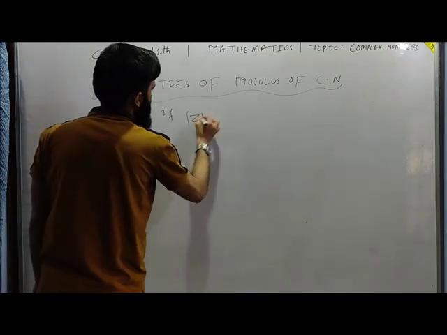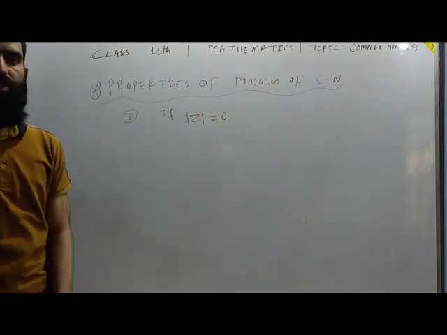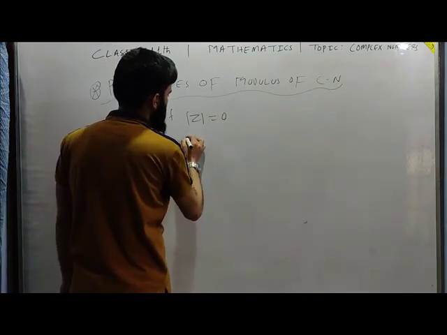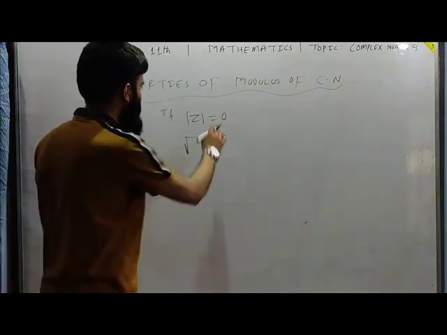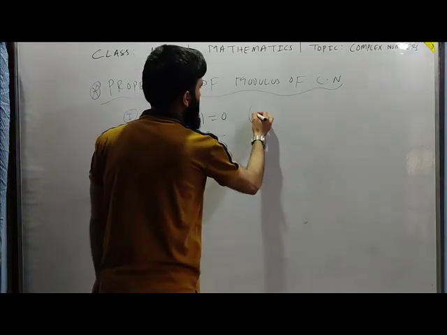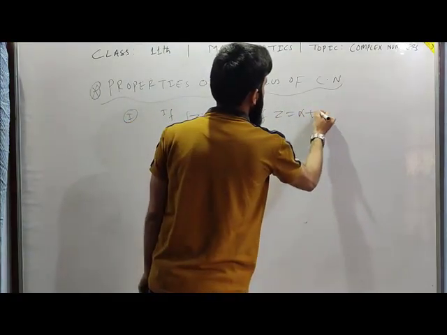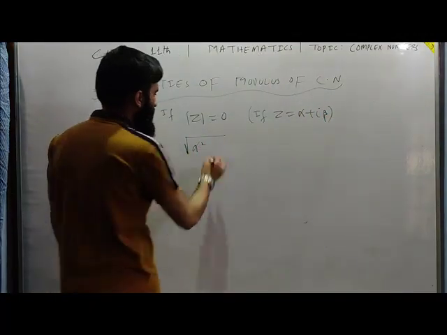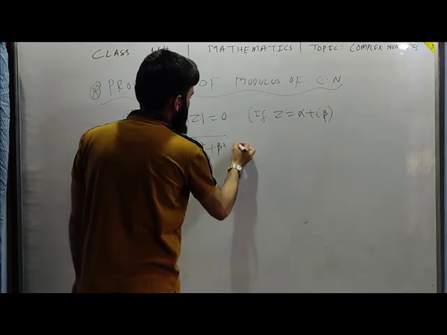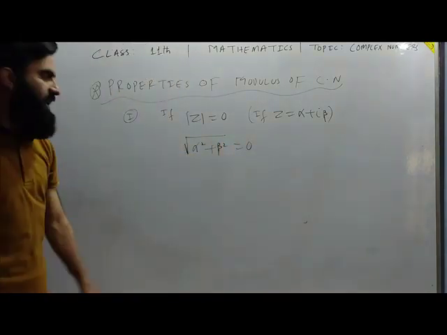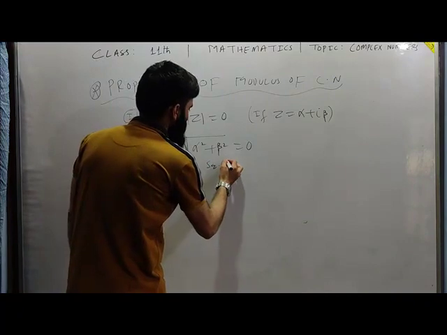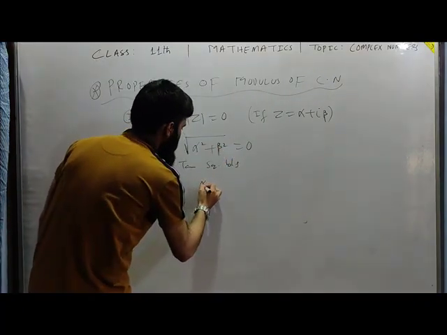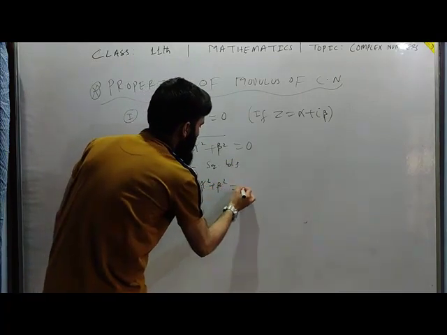If mod of z comes out to be 0, what is the condition there? You know that mod is basically the square root of the real part square plus the imaginary part square. So say z is equal to alpha plus iota times beta. That means the square root of alpha square plus beta square will be equal to 0. Now taking square root on both sides, you will get alpha square plus beta square is equal to 0.